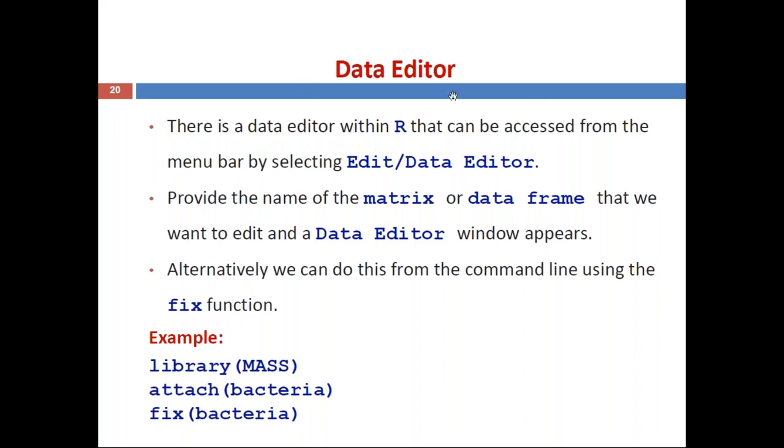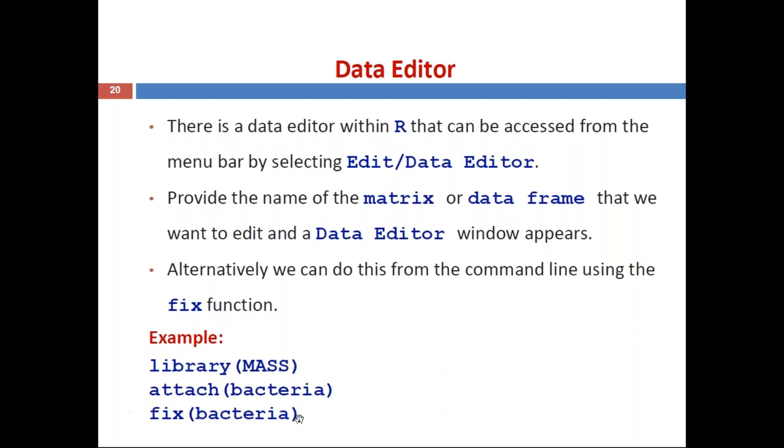Then coming to the data editor. How can you edit the data? Just now we saw one table. That is the data editor table. You can see the type of attribute. If you want to change anything, you can do it there. There is a data editor within R that can be accessed from the menu bar by selecting edit or data editor. It provides the names of the matrix or data frame that we want to edit, and a data editor window appears. Alternatively, we can do this from the command line using the fix function.